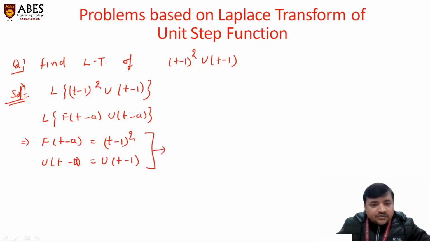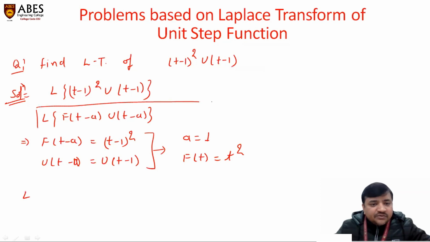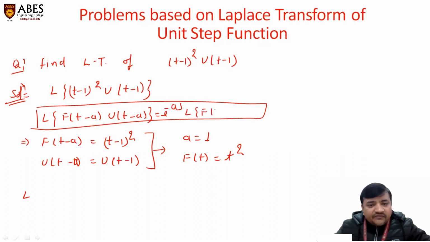So from these two expressions, it is quite clear that the value of a is 1. And the functional form f(t) may be considered as t square, because f(t minus a) is (t minus 1) whole square. So f(t) is only t square. Now we know the Laplace transform of f(t minus a) u(t minus a) is equal to e to the power minus as times the Laplace transform of f(t).